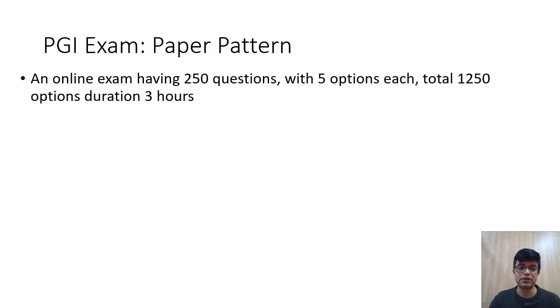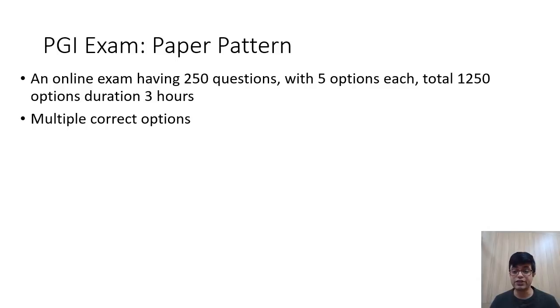Moving over to the PGI exam. The PGI exam paper pattern is very different. It is an online exam, 250 questions with 5 options each. Total 1250 options to mark. Duration is 3 hours. Earlier the paper was OMR sheet based. Now it is an online paper. But it is a lengthy paper. Many people do not finish the paper on time. It is a lengthier paper than the AIIMS, NEET or JIPMER exam. So PGI speed is very important.